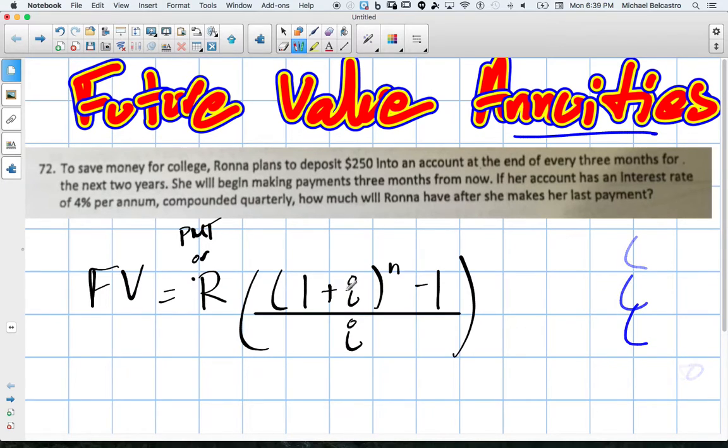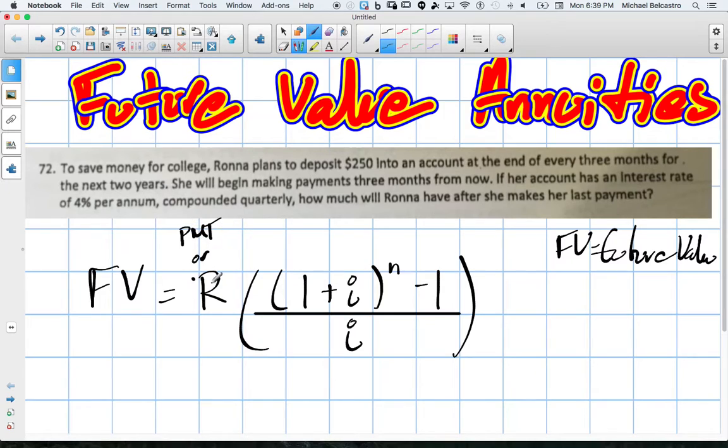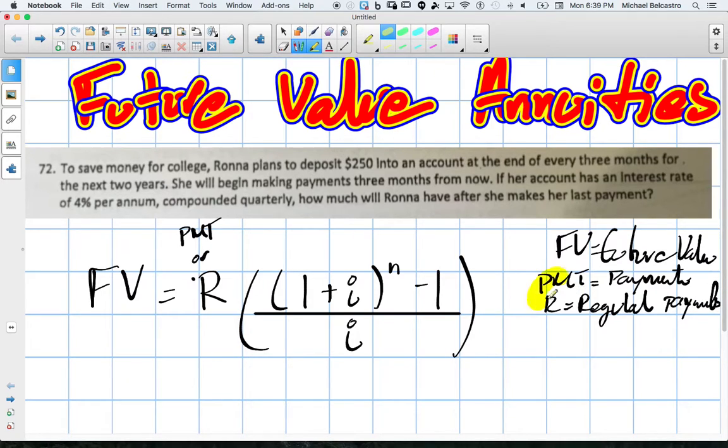Okay. So what does that mean for us here? A lot of the variables are the same. FV I've used before. That just stands for the future value. PMT or R, I don't know how your teacher is going to define it. PMT is usually known as the payments, or R, they call them regular payments. They are the same thing, okay? Let's highlight them yellow. They are the exact same thing, though sometimes different letters are used for them.